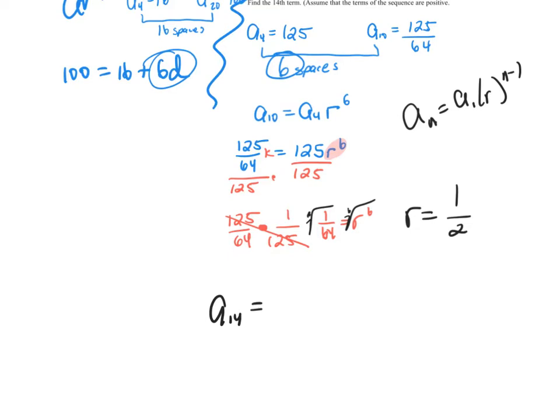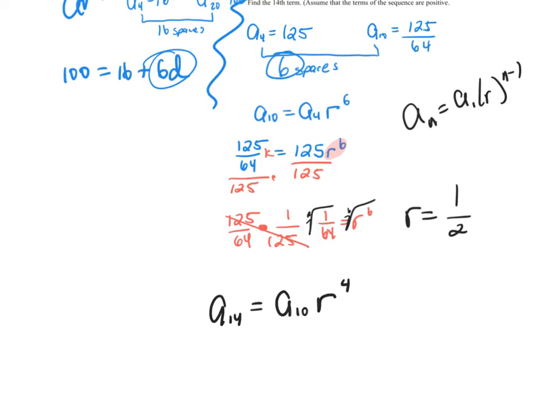I'm going to use the 10th term because it's closer to the 14th one. You could use the 4th and do the same process. But I'm going to use the 10th term, and I'm going to times it by the ratio. And remember, you're trying to find the 14th term. Well, if we're starting at the 10th, how many spaces away are we from the 14th? 4 spaces. So that's where that goes.